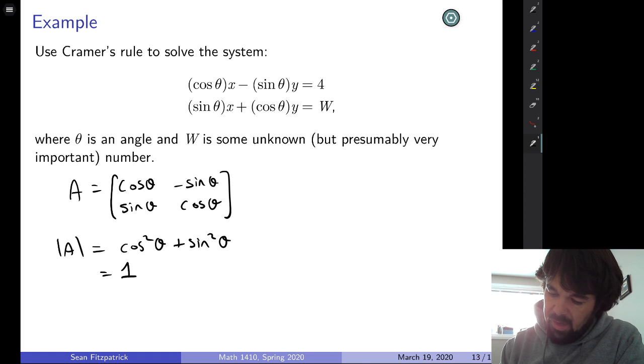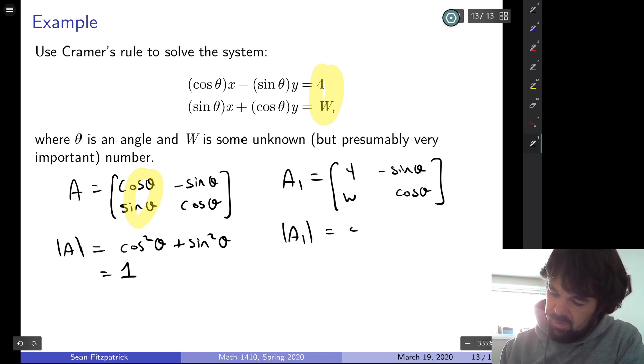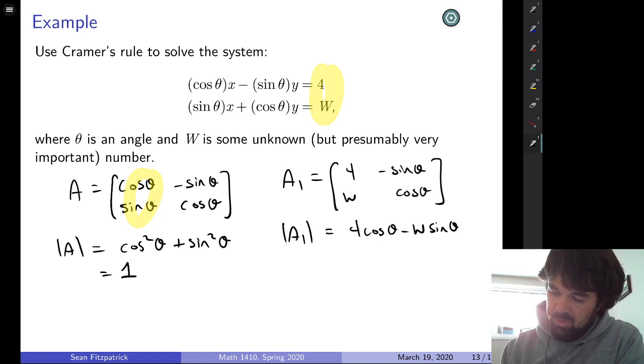Convenient. Now the A1 in the notation for Cramer's rule means take column 1 in A and replace it by the constants on the right-hand side. So instead of cos theta, sine theta, we put 4 and we put W. Okay, so the determinant of A1 is 4 cos theta minus W sine theta. And Cramer's rule says that's going to be x.